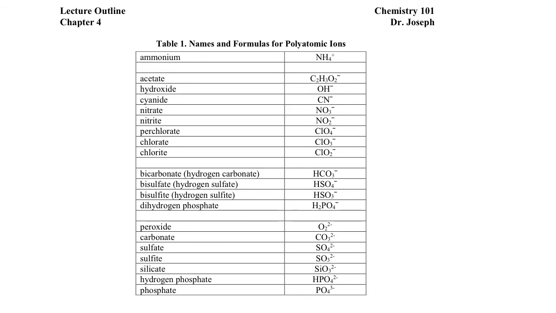This list is available on Canvas, and you will definitely need to print this out and then make up some flashcards where you have the name on one side and the formula and charge on the other. And then you need to know them sort of backwards and forwards. So if you see the name, you can write the formula, and if you see the formula, you can write the name.